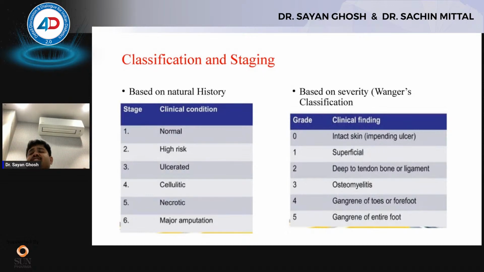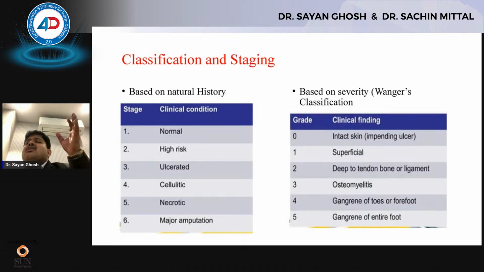Now, based on severity, the Wagner classification: grade 0 is intact skin, an impending ulcer. The patient is at high risk for ulceration, but at present there is no ulcer, no breach in the continuity of the skin. Grade 1 is a very superficial ulcer, just a breach in the continuity of the skin. The ulcer extends only to the subcutaneous tissue but no deeper than that. Grade 2 is a deep ulcer to the tendon or ligament, but not involving the bone, that is, without osteomyelitis.